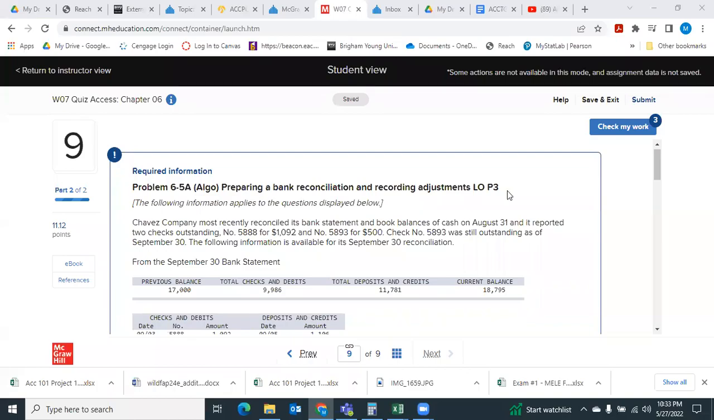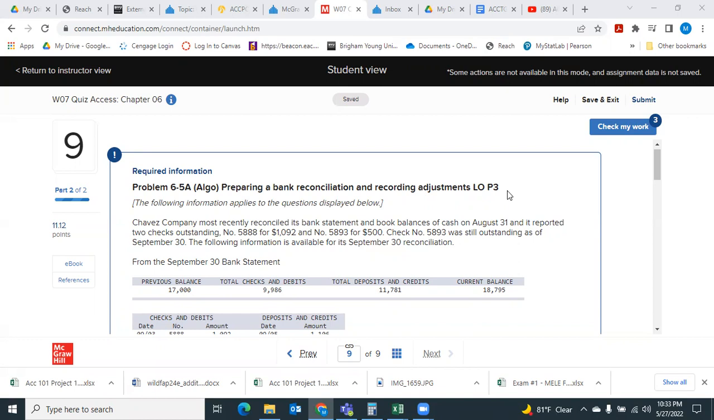Hey everybody, so here is problem number 9 from the chapter 6 quiz. The challenge with this one is that it's linked to problem number 8, and unfortunately when I'm in the instructor mode, it lets me do something called student view, so I can see the problem like you would see it. But in student view, my assignment doesn't work the same way. It won't let me save like the previous problem.